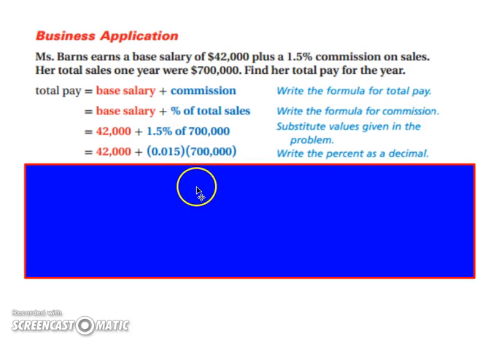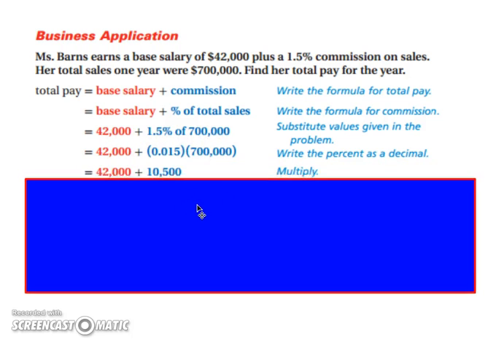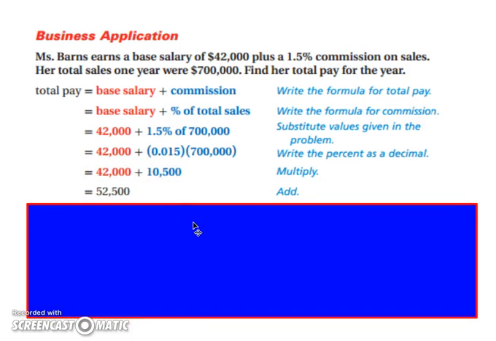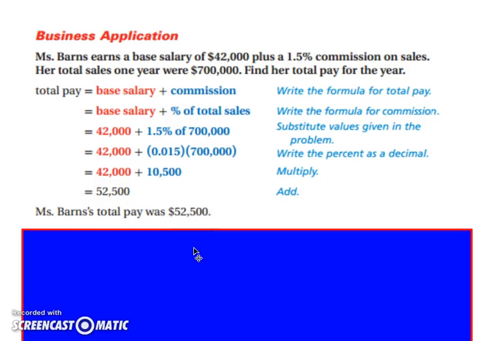And just simplify. So follow your order of operations. You multiply before you add. So 10,500 is what her commission is. So that's what she's getting extra on top of what she would normally make in a year. So you have 42,000 plus 10,500. So 52,500. So Miss Barnes earns a total pay of $52,500. Not too bad.